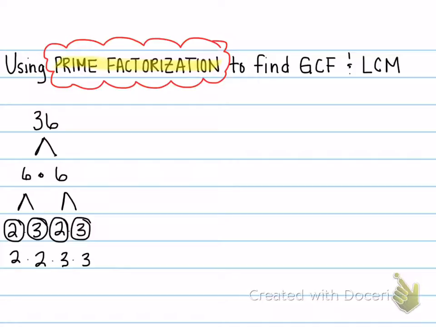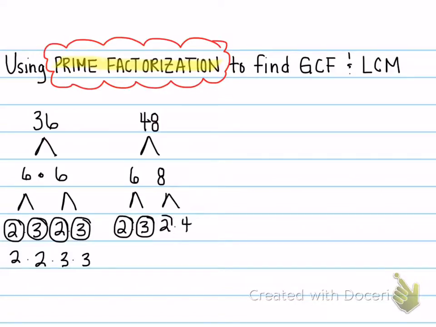We'll do 48. For 48, I'm going to do 6 times 8. 6 is 2 times 3. Both of those are prime, so I'm going to circle them. 8 is 2 times 4. 2 is prime, so I'm going to circle that. And then 4 is 2 times 2. Both prime. So it's 2 times 2 times 2 times 2 times 3.